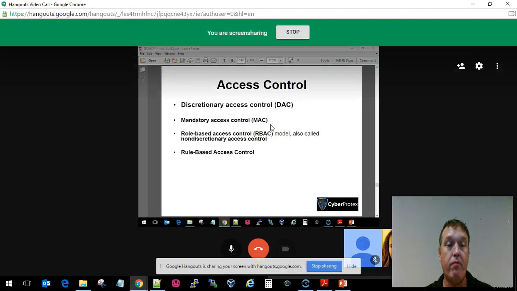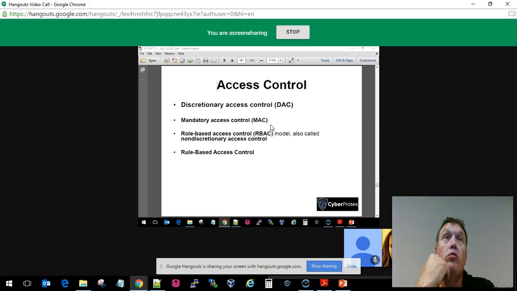All right. So one of the things that we said about DAC was that it's flexible and only you can give access to people. Only you. So with mandatory, it's inflexible. Give me an example of something that may end up being a mandatory access control model.